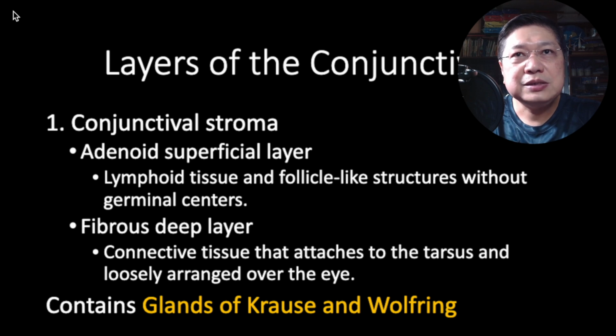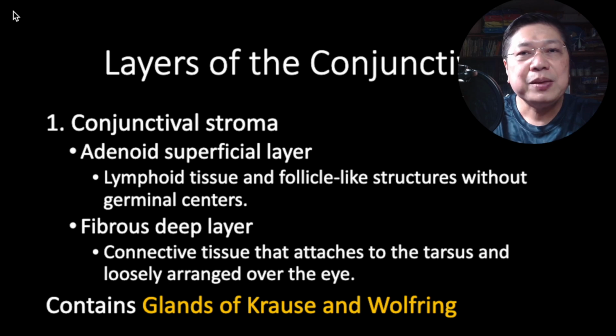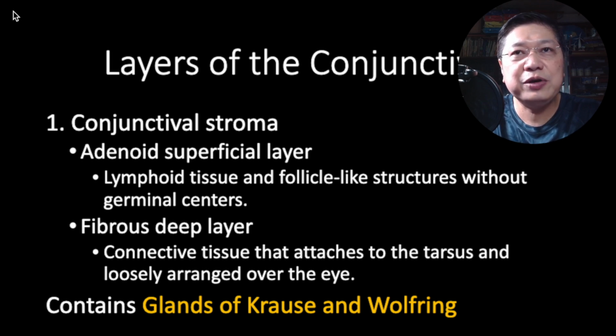Now, that means the conjunctiva on your eyelid is attached very, very well to the eyelid. The tarsus is basically a very, very thick fibrous tissue. So it's very hard to pull the conjunctiva away from the eyelid, but it is easily pulled away from your eyeball. Okay, that's a difference because the conjunctiva over the eyeball moves, and the conjunctiva over the eyelids are very, very stiff. It also contains the glands of Krause and Wolfring.